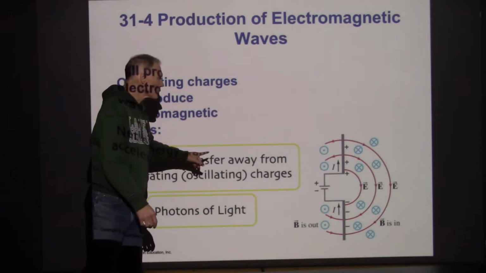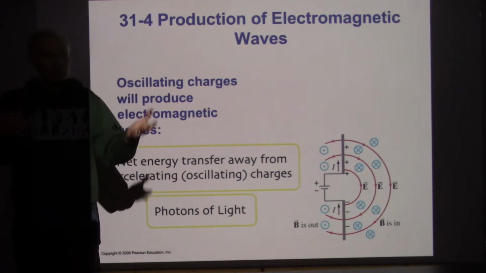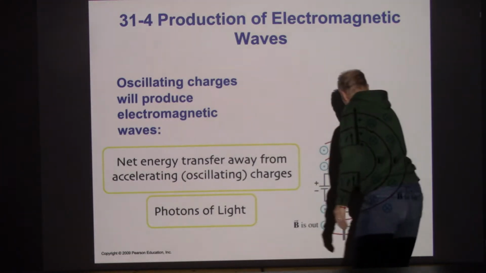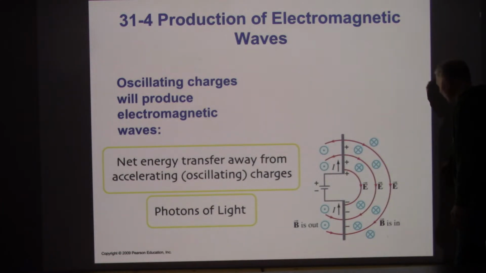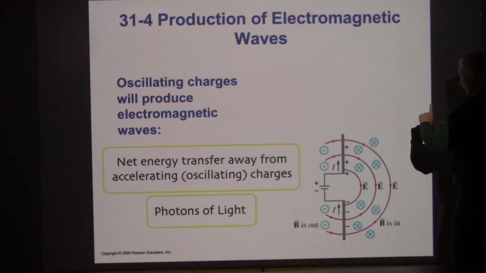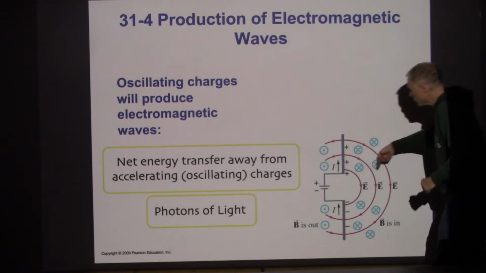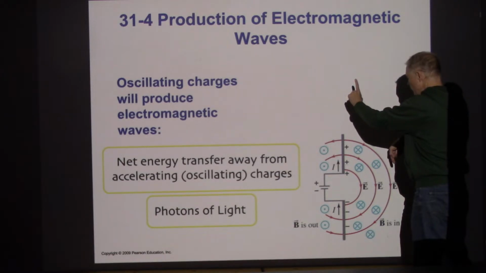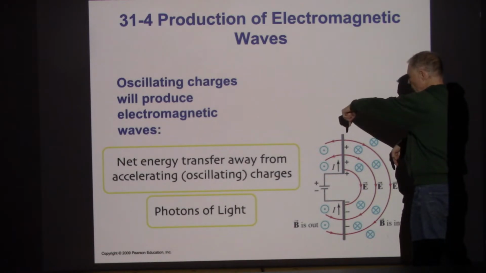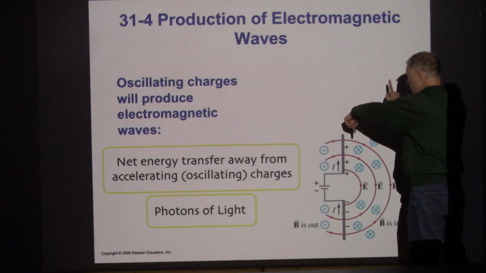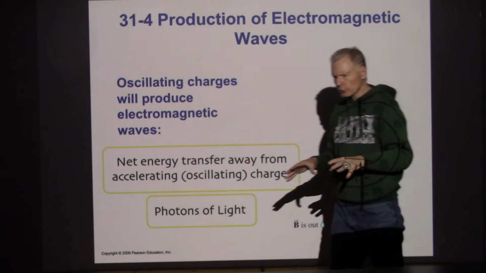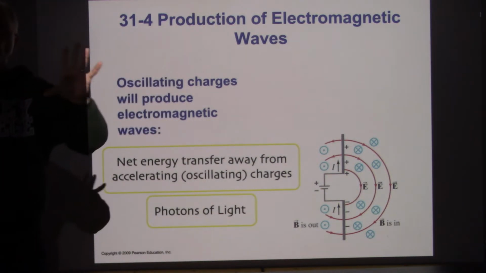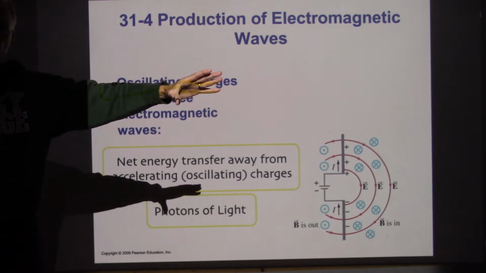Now, if the charges are oscillating, that's one form of acceleration, then what's going to happen is, as the electric fields propagate away from those charges, they're going to alternate the direction of the electric field. So when the acceleration was in this direction, an electric field in the opposite direction was produced. But when the acceleration switched, well, the electric field switched. So if the charges are oscillating, then the electric and magnetic field will show the pattern of oscillation.